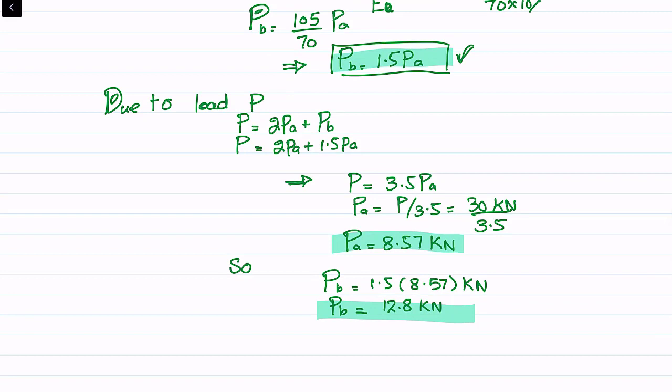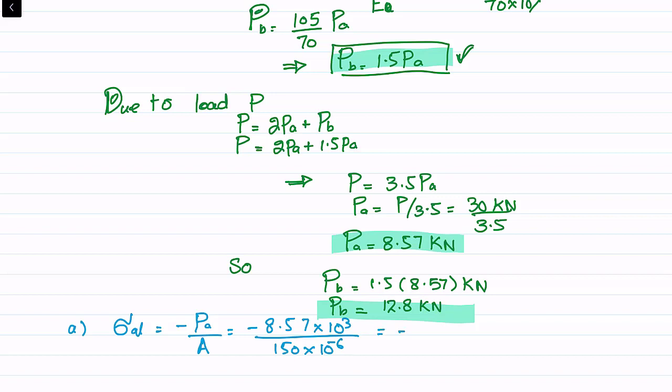Now we will move toward finding the first part, sigma aluminum. As the load is compressive, sigma aluminum is minus PA divided by the area of the aluminum layer. Putting minus 8.57 into 10 raised to the power 3 divided by 150 into 10 raised to the power minus 6, when you calculate it, it will be minus 57.1 into 10 raised to the power 6 Pascal, or sigma aluminum is minus 57.1 megapascal. This is the first part.